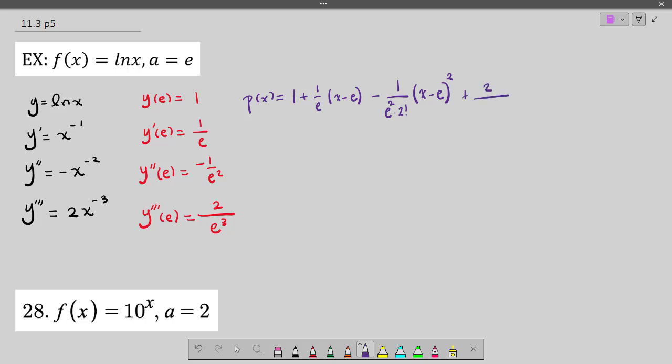And then we keep that pattern going. So we have 2 over e cubed times 3 factorial times x minus e cubed. That's p sub 3. And to turn it into a series, we just add the ellipses at the end. And there's our Taylor series. Don't need to simplify any of those coefficients. Just leave them as they are. It's totally fine.